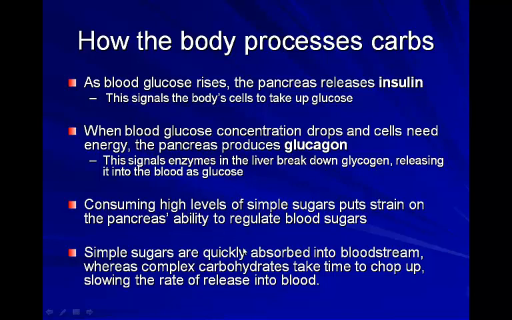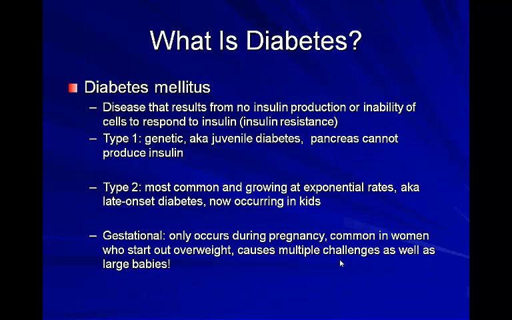So consuming high levels of simple sugars really puts a strain on the pancreas's ability to regulate those blood sugars. Since they're so quickly absorbed, it's got to respond quickly and dramatically all the time when you're doing that. Again, over time, this will put enough strain on the pancreas that you can develop diabetes. Diabetes mellitus, that's the fancy full name for what diabetes is. Again, there's a couple different types.